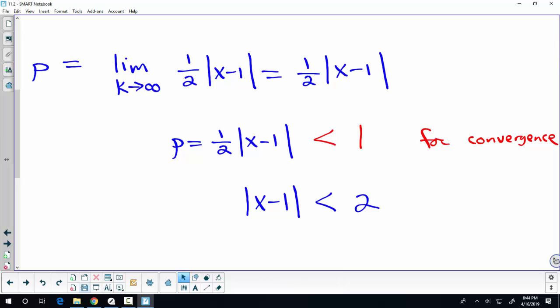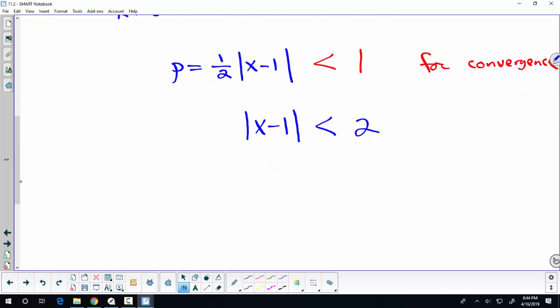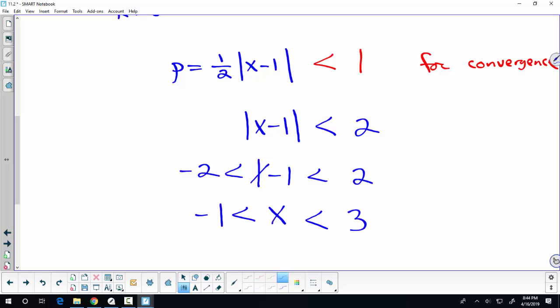Before we leave, do y'all have any questions? How would you solve for x right there? So we drop the absolute value bars. That's equivalent to saying x minus 1 is less than 2, but larger than negative 2. Which means that x is less than 3, but greater than negative 1. So there's the interval of convergence. You just have to remember from college algebra that the absolute value of x minus a less than a number just means that x minus a is less than the number, but greater than the negative number.